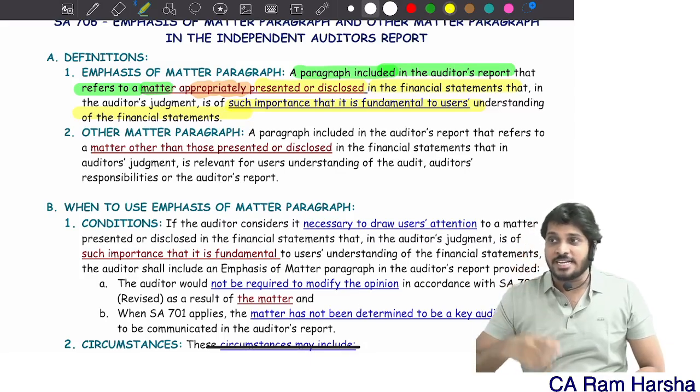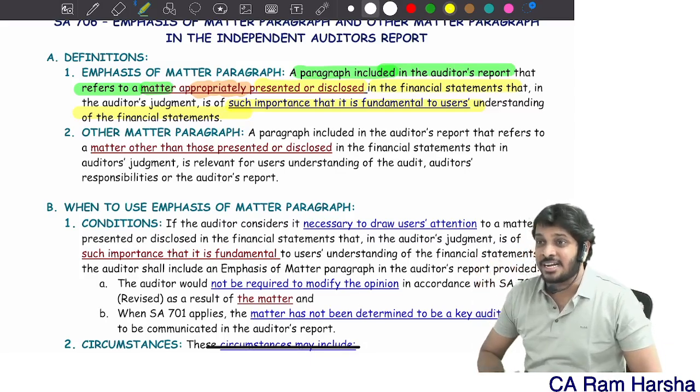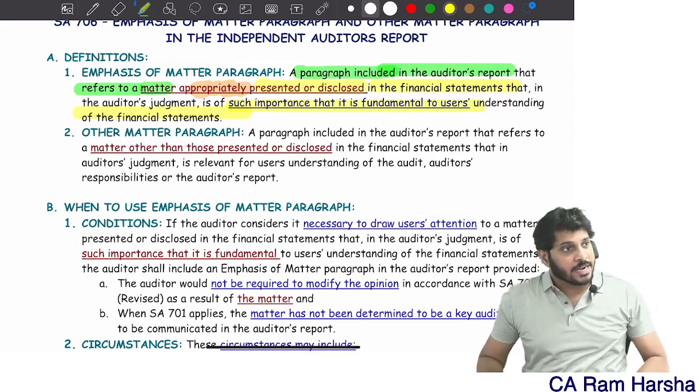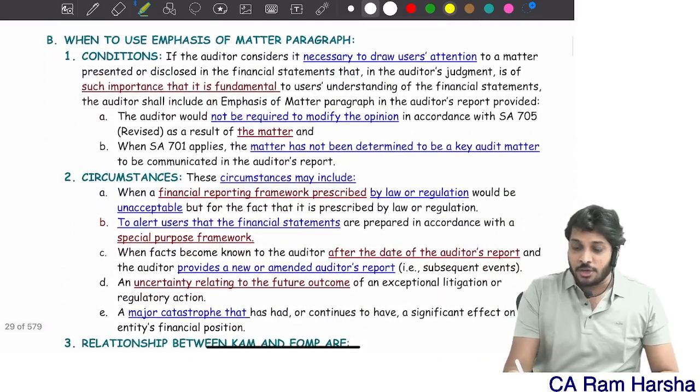Clear? Now, when you have decided to use an emphasis of matter paragraph, how to present it, what conditions are to be complied with so that you can use an emphasis of matter paragraph, you have to comply.